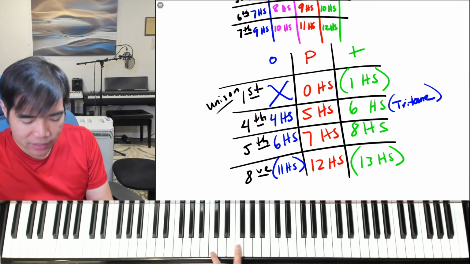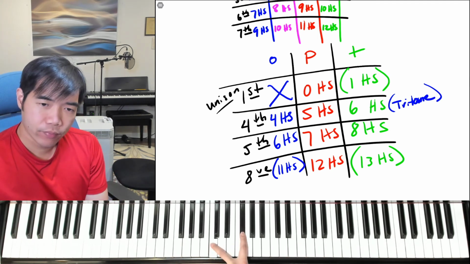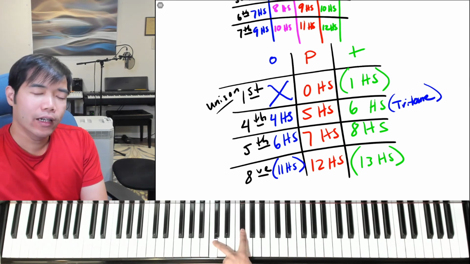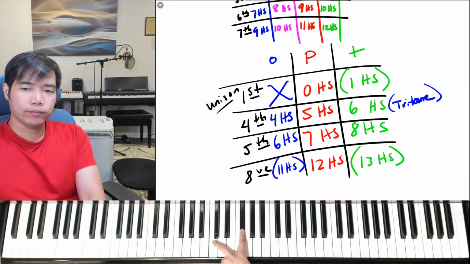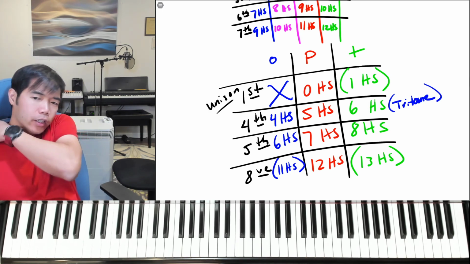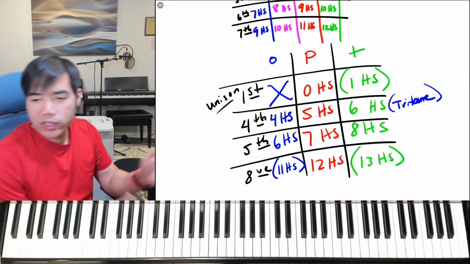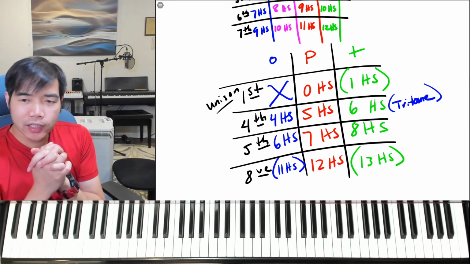Okay? Because you could spell it C to F sharp. That would be an augmented fourth. You can also spell it C to G flat. That would be a diminished fifth. Okay? So now we've covered this in a few different ways. We could go into more depth, but I'm hoping that this is a clear enough explanation.